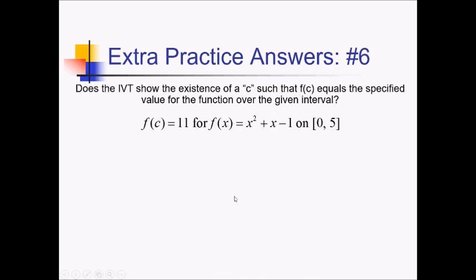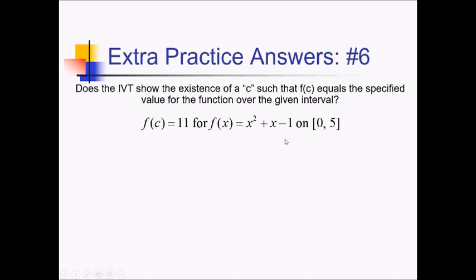On this one, we want to know if the IVT shows the existence of a c such that f of c equals the specified value. So basically, we're asking, does the IVT guarantee there's a y value of 11 on the interval from 0 to 5 of this function here? We need to establish two things to prove that this is the case, or see if it is.